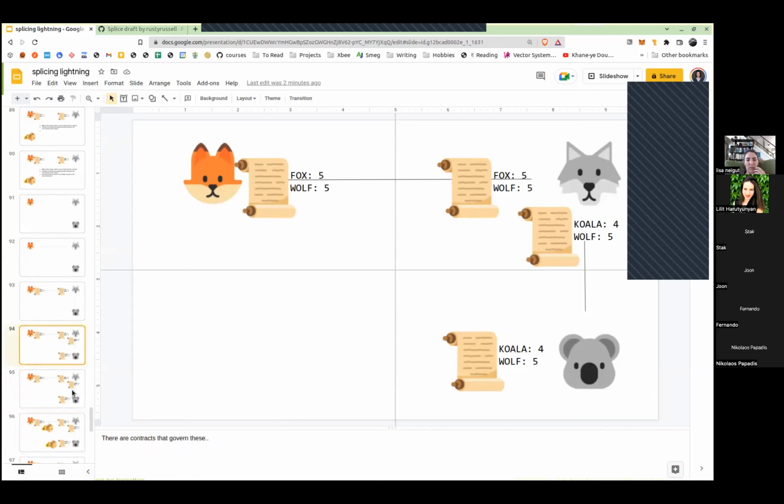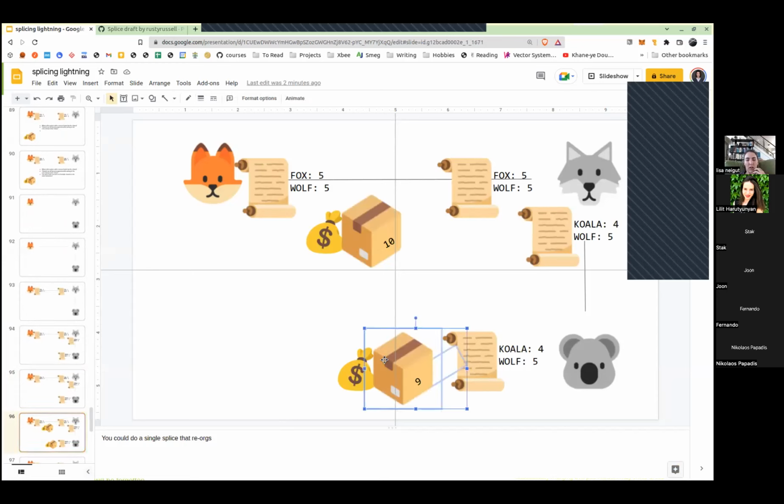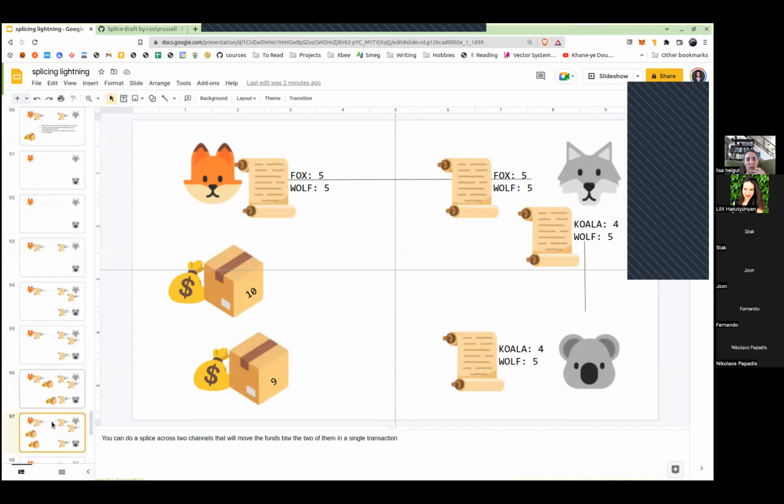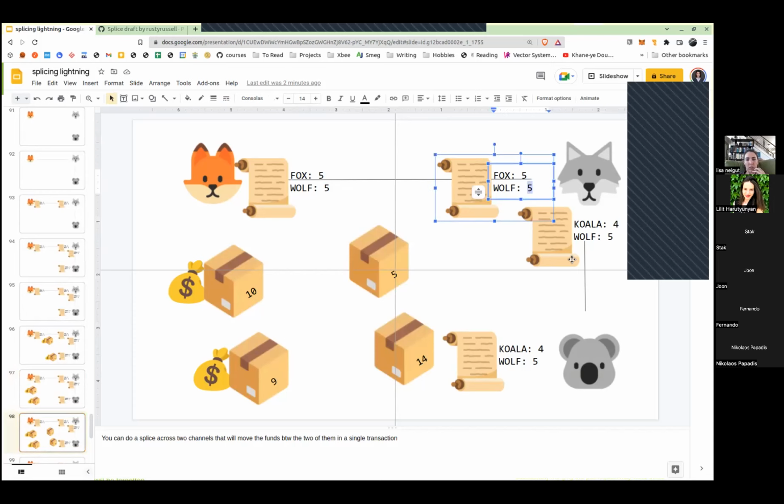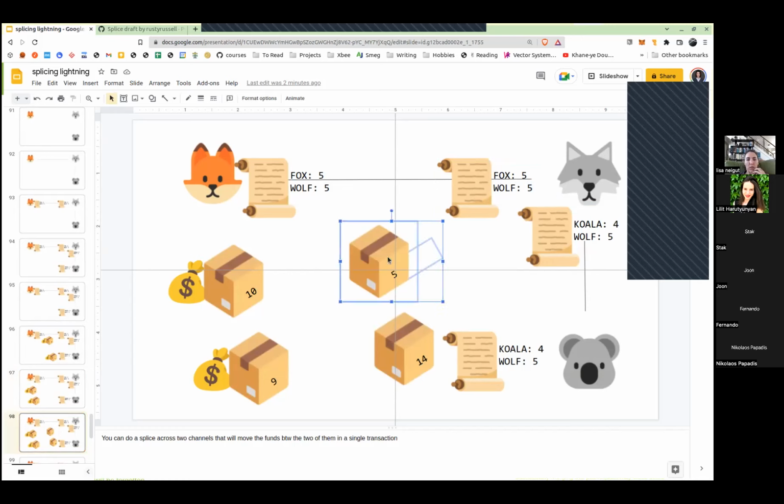So you could do a single splice. This is their on-chain object that has the entire balance for the channel and the little off-chain contracts, which keep updates for it, right? So you could do a single splice that does a reorg. Let's say those are the current balances in the channels. There's 10 here and there's 9 here. And Wolf wants to move their entire 5 balance from this channel over to this channel for some reason, right? Wolf wants to move it from here to here. So that means we're going to need 2 new outputs on the chain. You can do this in a single transaction, right? Because a single transaction can contain multiple outputs.